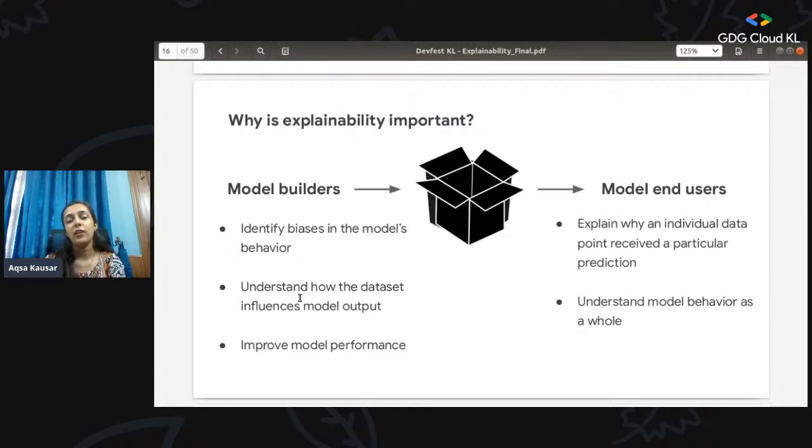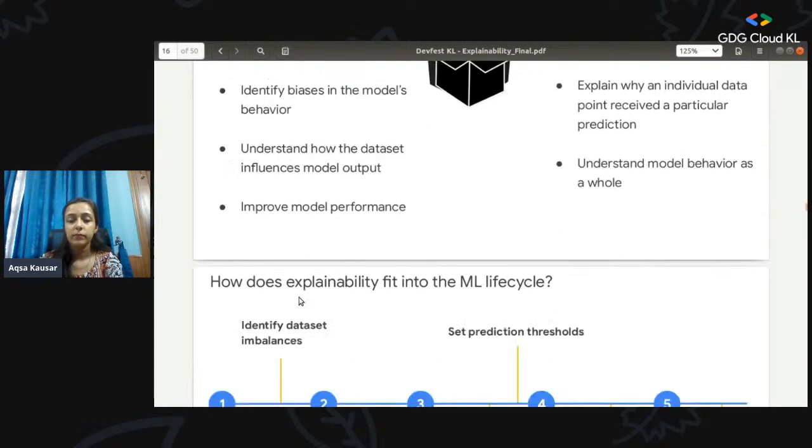On the other hand, for model end users, it explains basically the model behavior as a whole. That's one thing, but also the individual data points in your data set, right? To individual, for example, pictures of retina, to individual X-ray images, to individual symptoms data set on corona. So to each individual data point, it gives you an explainability of why the model performed the way it performed, or why it gave the prediction that it gave, right?